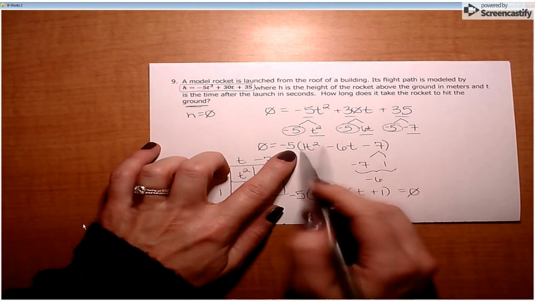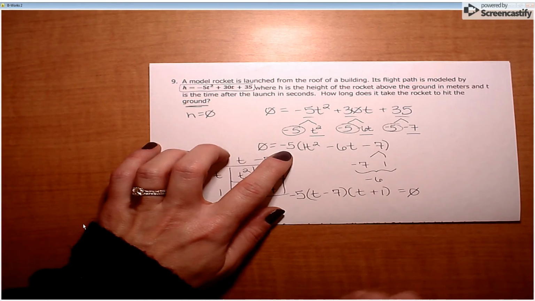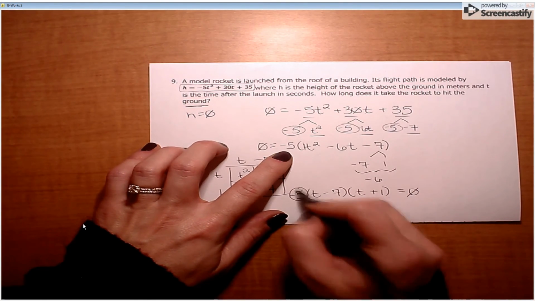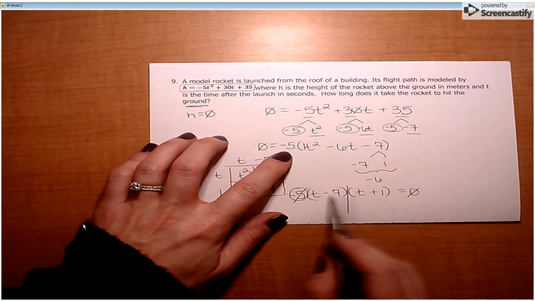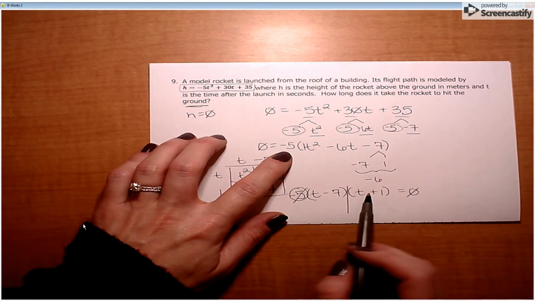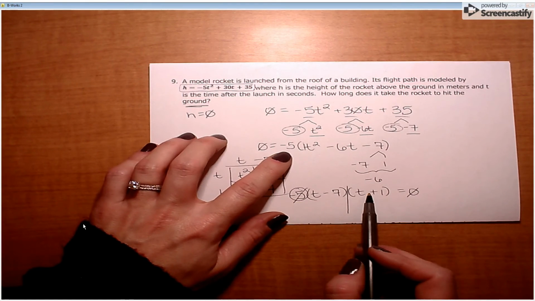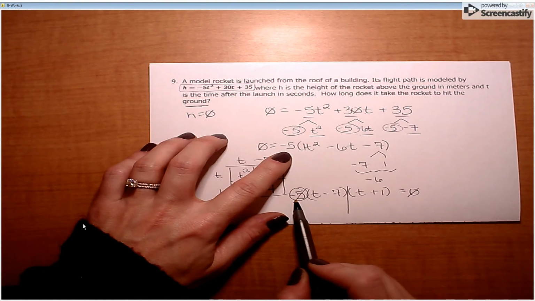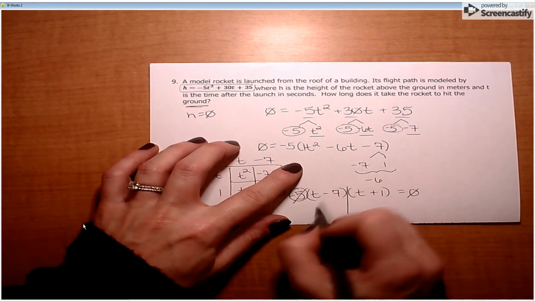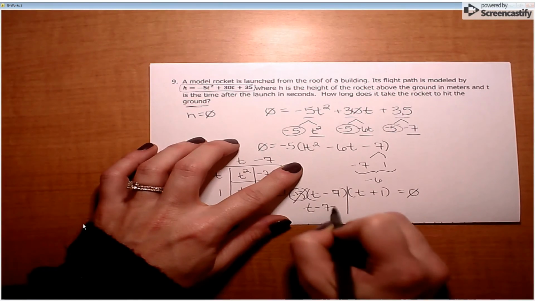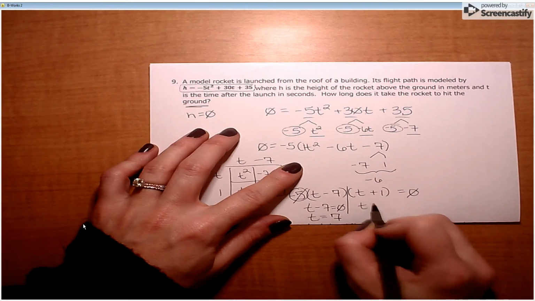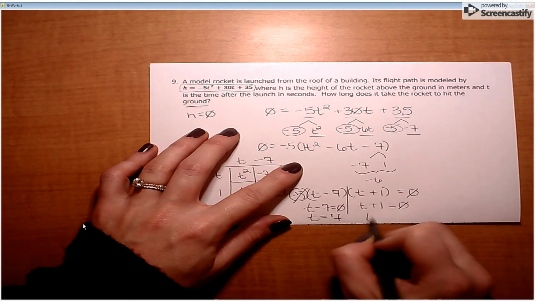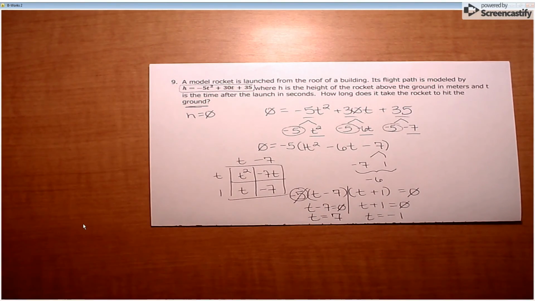I need to make sure I bring back the -5, but when I'm solving for 0, that piece of the puzzle, since there's no t, doesn't affect what happens with these two. If one of these two factors turns out to be 0, that -5 doesn't change anything. So I have t minus 7 being equal to 0, which means that t would be 7. And here we have t plus 1 being equal to 0, which means that t would be -1.